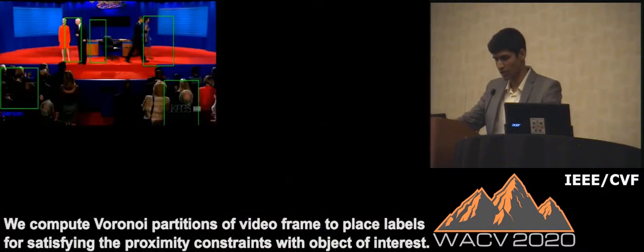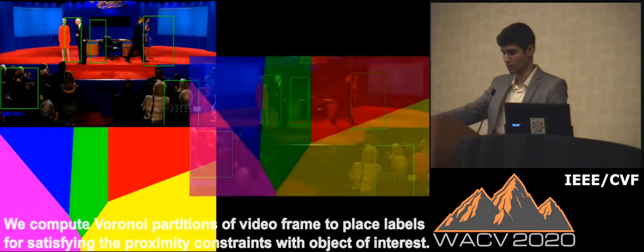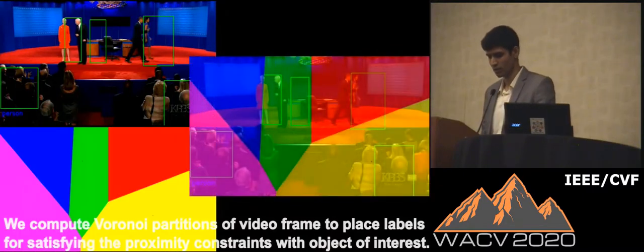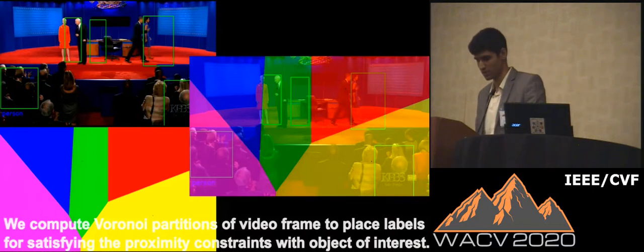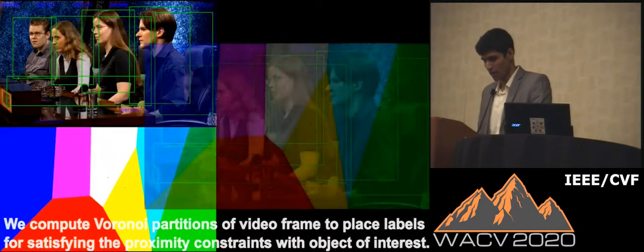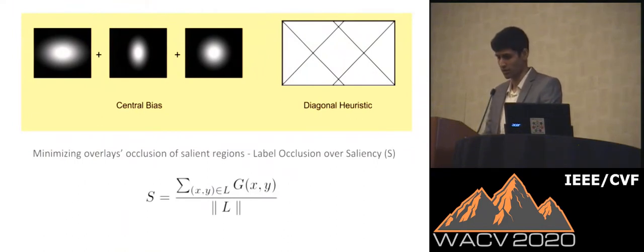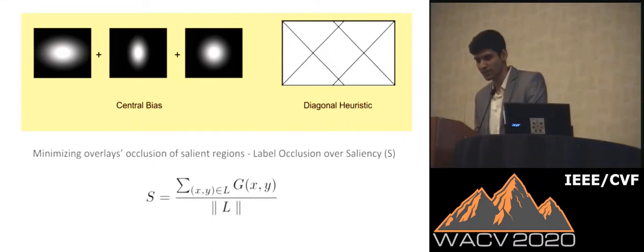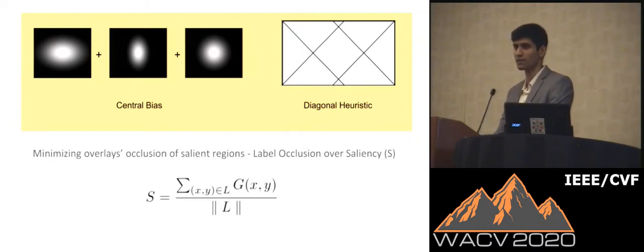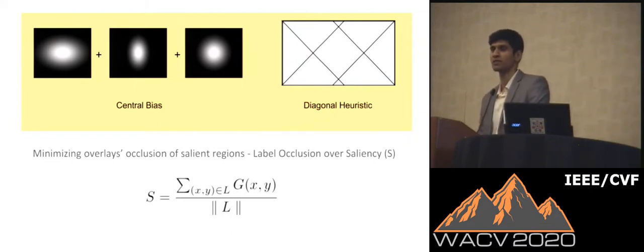So we use overlay partitions to handle the proximity constraints. We choose the seed points of the overlay partition as the centroids of the bounding boxes generated by the object detector. The overlay formulation ensures that the label is placed close to the corresponding object due to the inherent property of the overlay partition. So, on the screen, we see the different masks which we include in predicting the saliency maps. Dynamic heuristic improves the user experience, and central bias models the human eye fixation tendency to cluster towards the screen center.